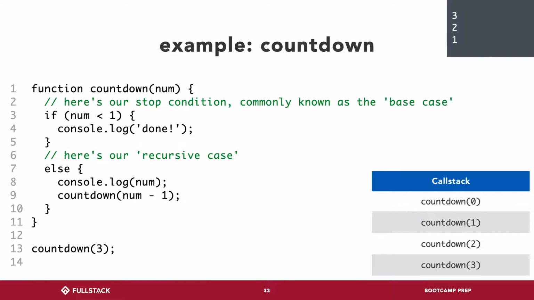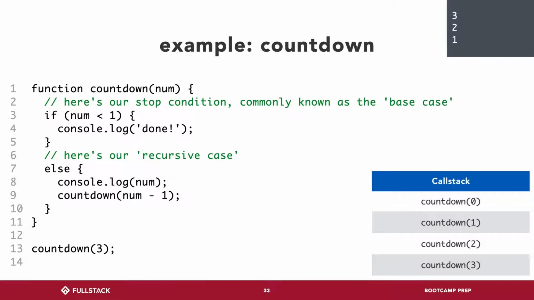So now, num is less than 1. Num is 0. So this else condition is not hit, and the console log's done. And what happens, this is not running anymore, right? So then that's done.